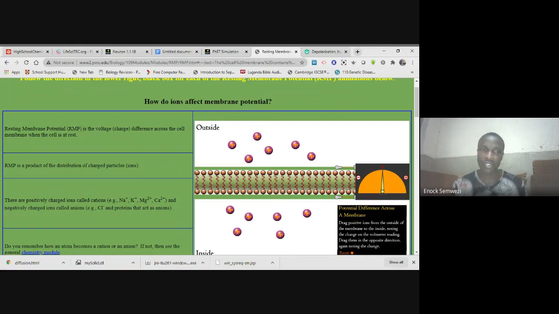But in case there is a change in the distribution of ions across the membrane, the voltage changes. That's what I want to begin with and show you how the potential difference changes. For example, if I have this positive and move it inside, you can see that the voltmeter starts changing towards the positive. Let me move more positives inside. Moves inside. Okay.